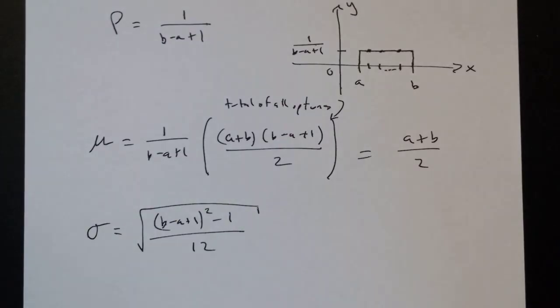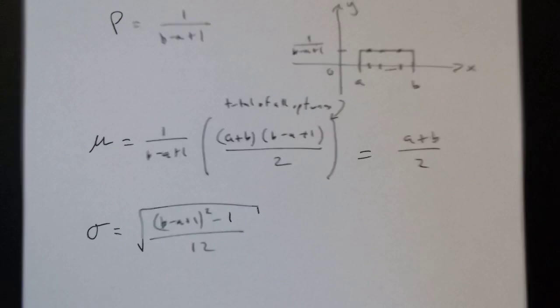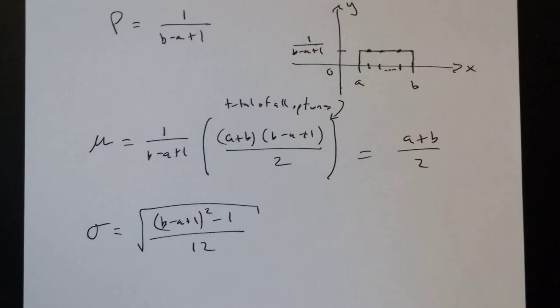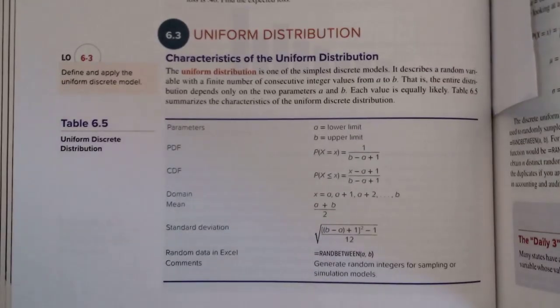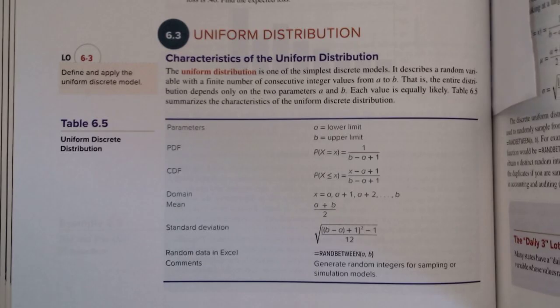Now, actually working out where this formula comes from is a major pain in the backside. I'm not going to do it. What I am going to do for you is tell you that you should go to page 202 in the textbook. And on page 202, there's a box. And this box has both the formulas for mean and standard deviation in it.